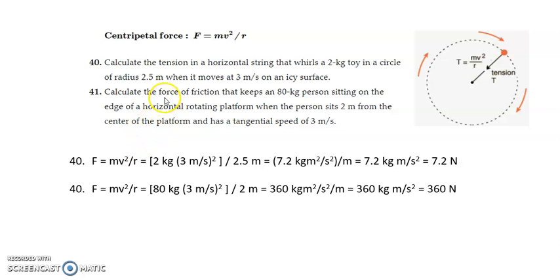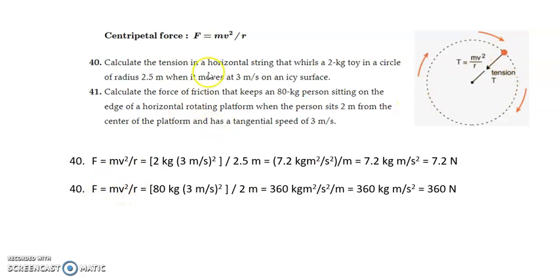For problem 41, we're asked to find the force of friction that keeps an 80-kilogram person sitting on the edge of a horizontal rotating platform when the person sits 2 meters from the center of the platform and has a tangential speed of 3 meters per second. So pretty much the picture would look similar to this, looking from the top, with your 80-kilogram mass, and the distance from the mass of the person to the center is 2 meters and the speed is 3 meters per second. Your source of centripetal force here is no longer tension, but the force of friction.